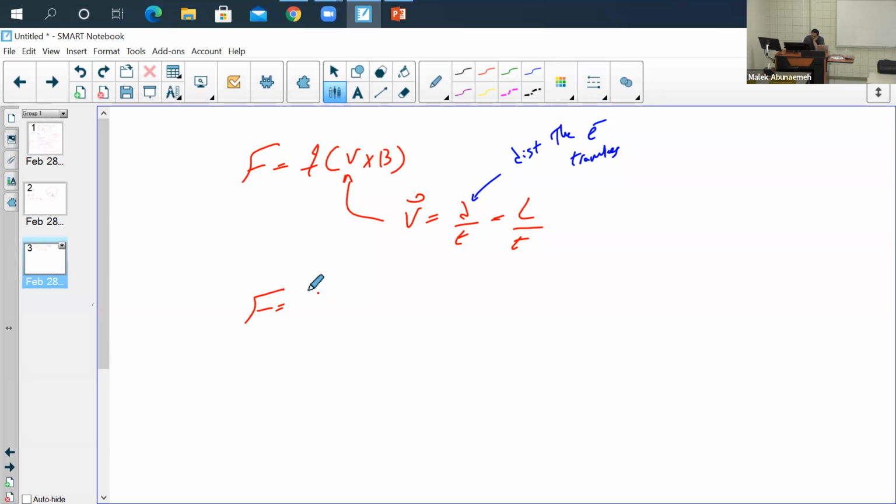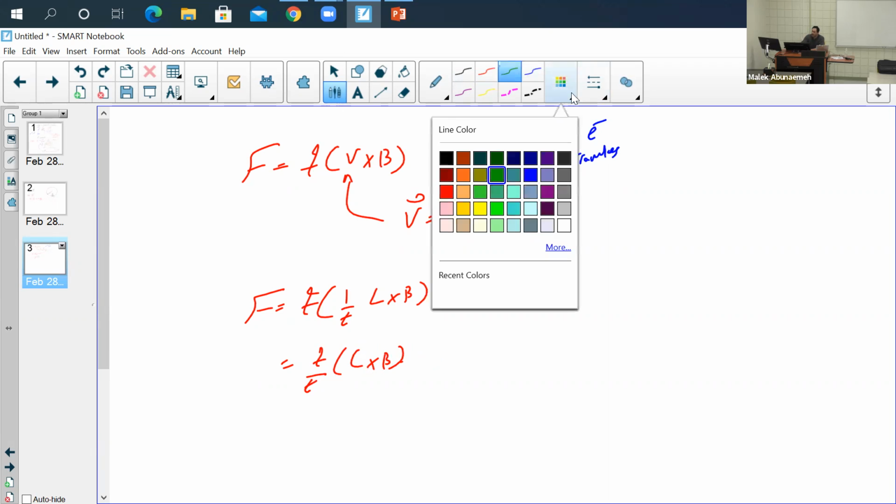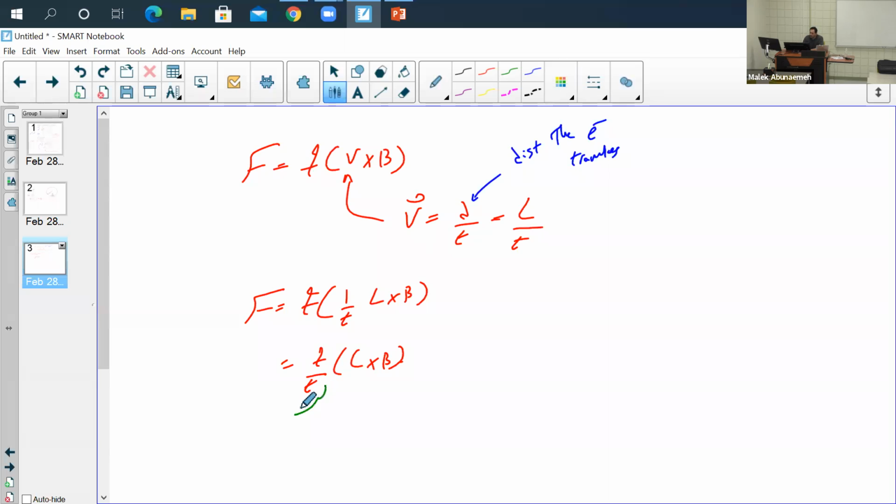So your force is going to be q multiplied by, if you substitute that in, L over T, what are you going to have? You're going to have 1 over T multiplied by L cross B. And we said that there's going to be q over T, L cross B. Now, remember from the last chapter, we defined the charge over time as your current.